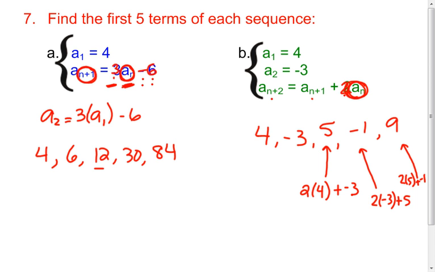And you would keep going. So to find 2 terms away, you take the one before it plus 2 times the one 2 before it, basically, is what's going on there, whichever way you want to think about it. But that is your lesson for today.